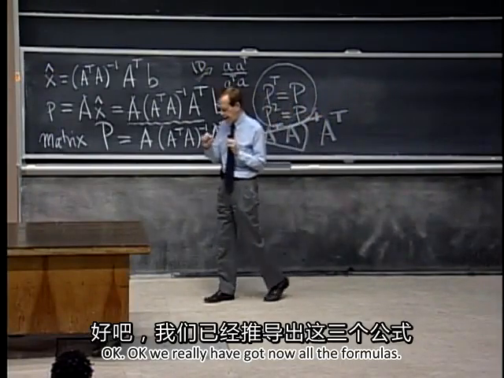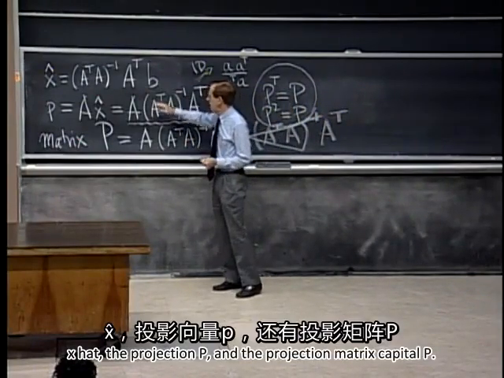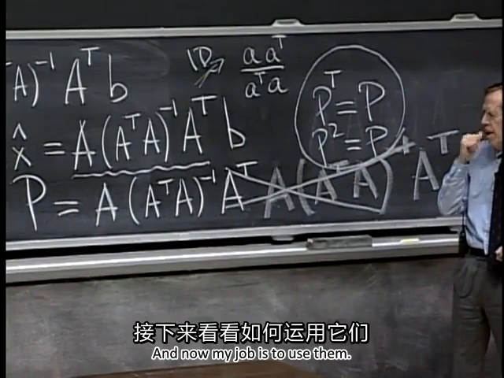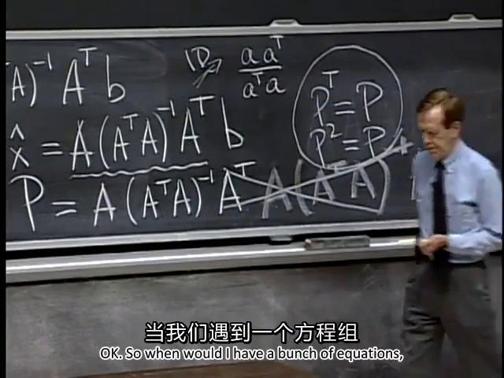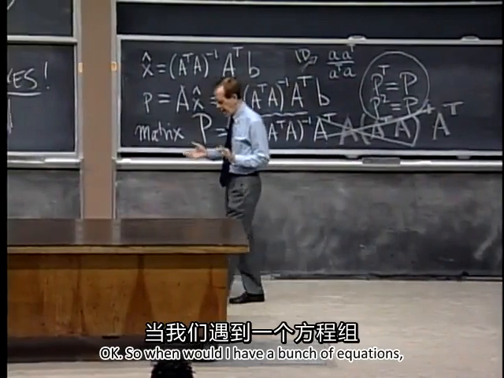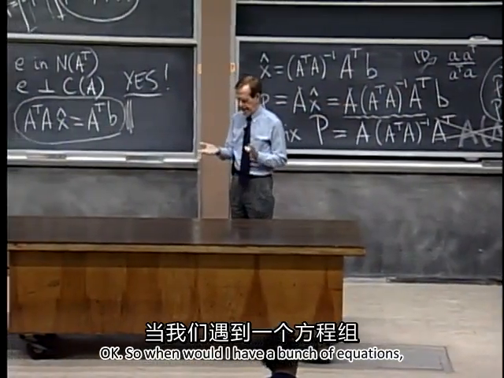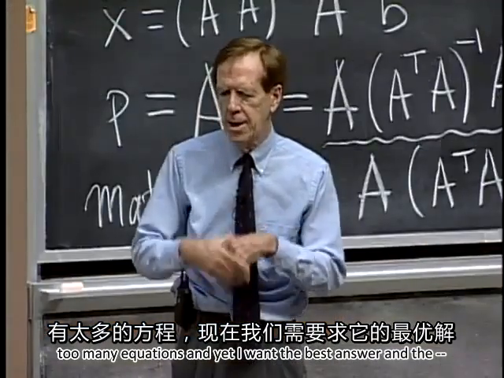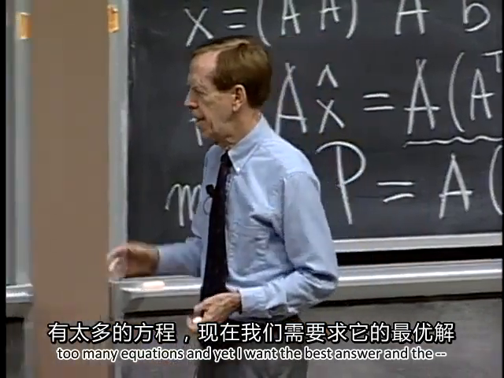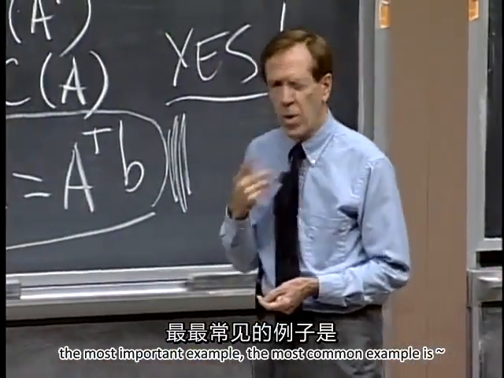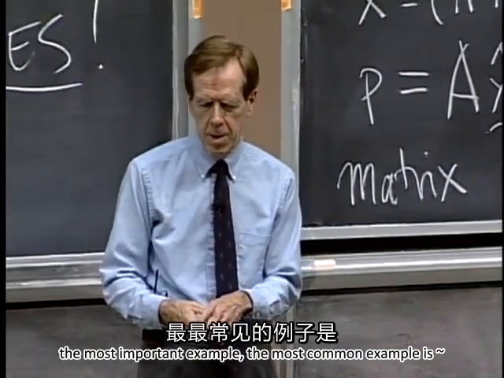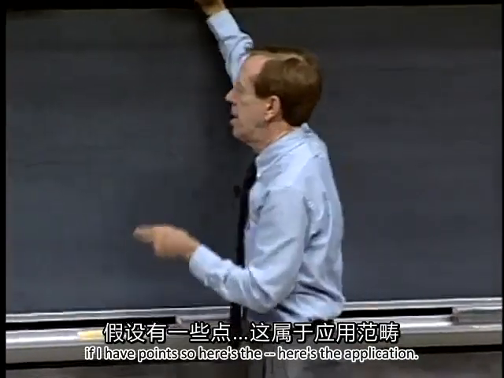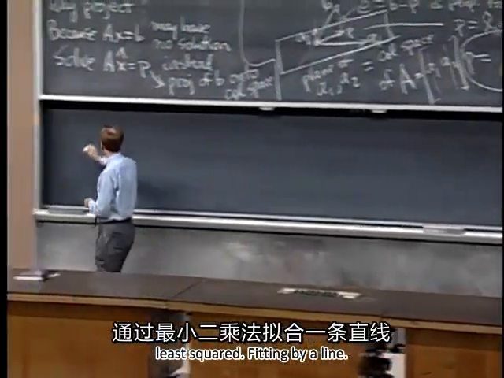Okay, we really have got now all the formulas: x hat, the projection p, and the projection matrix capital P. And now my job is to use them. So when would I have a bunch of equations, too many equations, and yet I want the best answer? The most common example is if I have points. So here's the application: least squares.